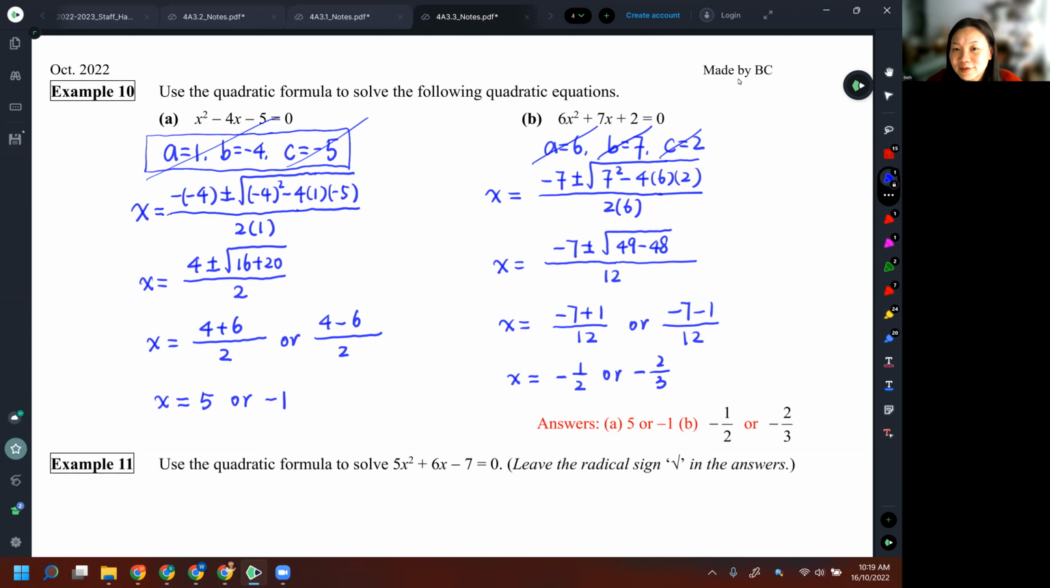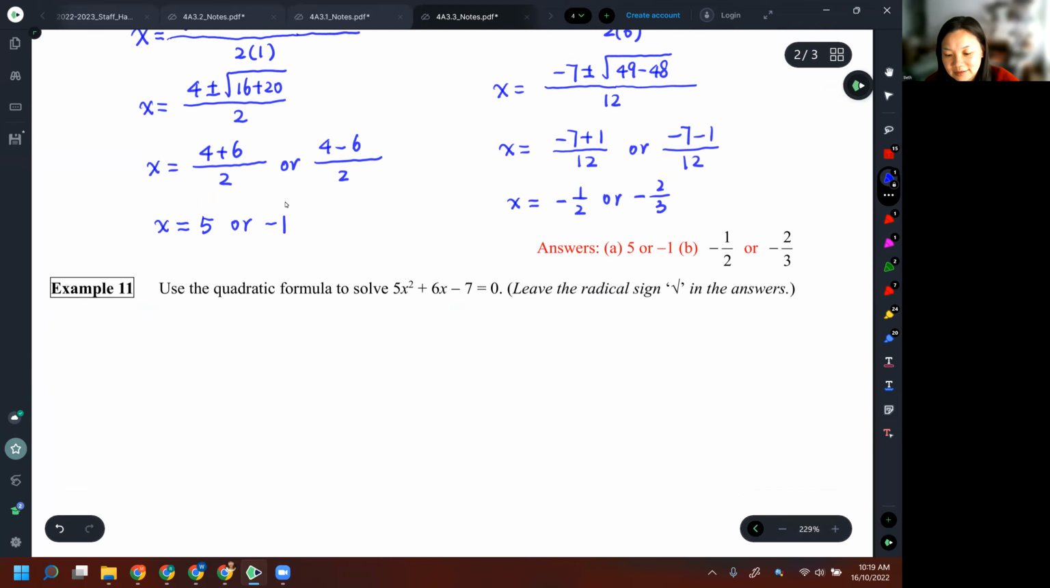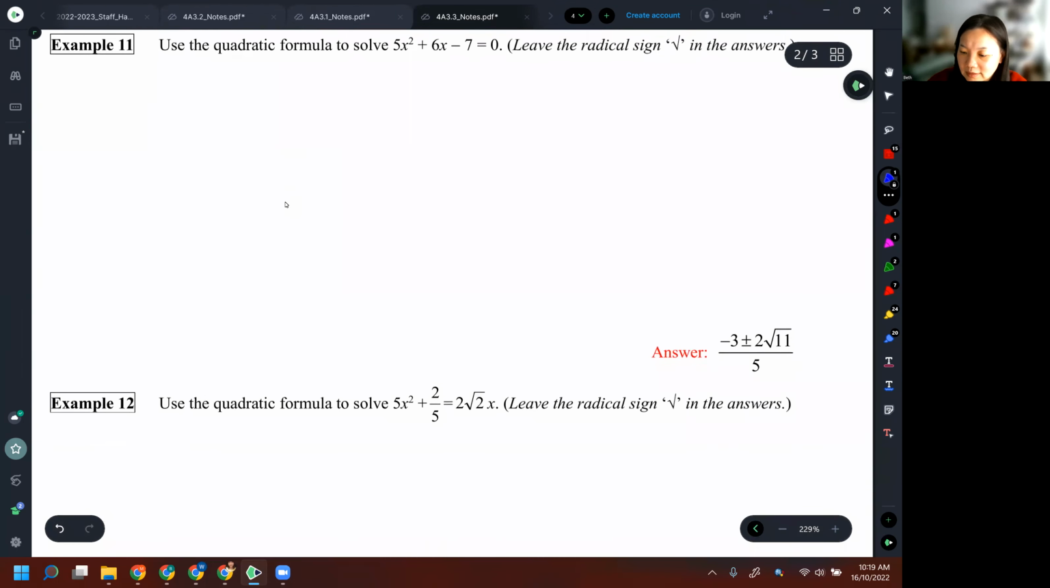Now, if you don't believe the answer, you can plug x equal 5 inside the equation to check, to see, oh, are they equal? If they're equal, then these are the roots. Next example. In this case, a equals 5, b equals 6, c equals negative 7.